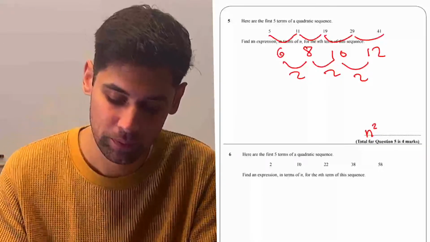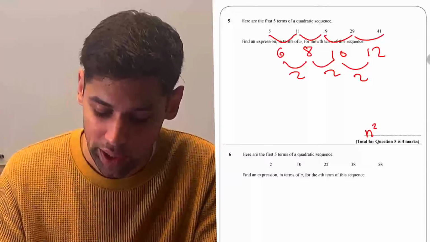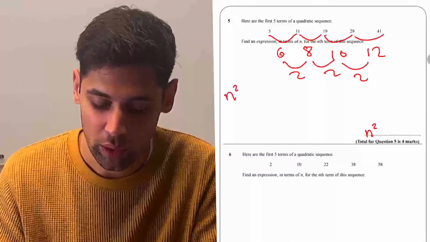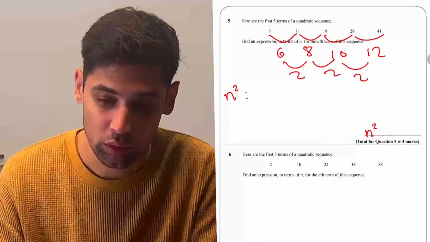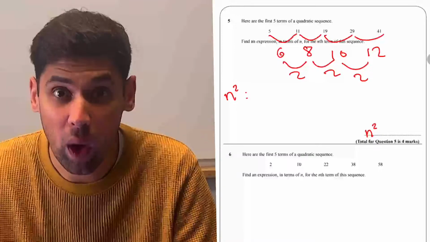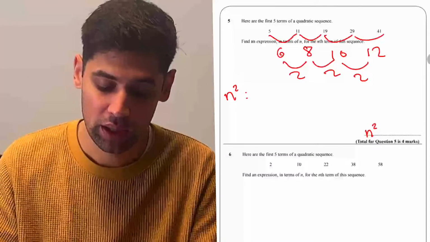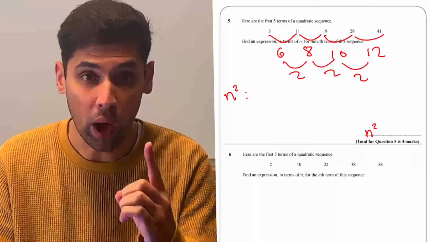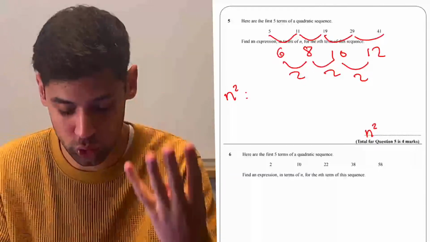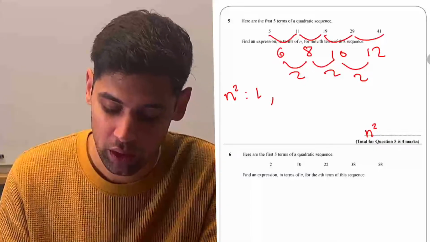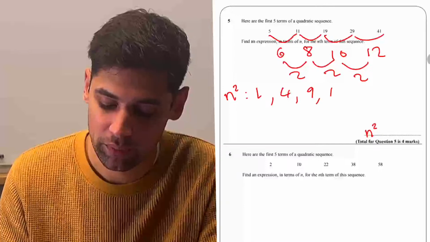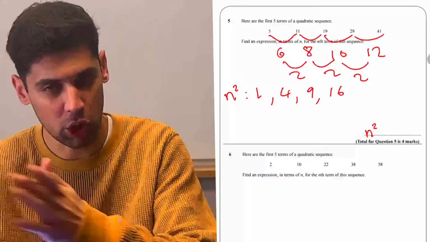Half the second difference. So what we do at that stage is we say, okay, right now we know it's going to be 1n squared. Let's write out the sequence for 1n squared because that's what we currently have. Now the sequence for n squared is just 1 squared, 2 squared, 3 squared, 4 squared, etc. So 1, 4, 9, 16. Goes on.